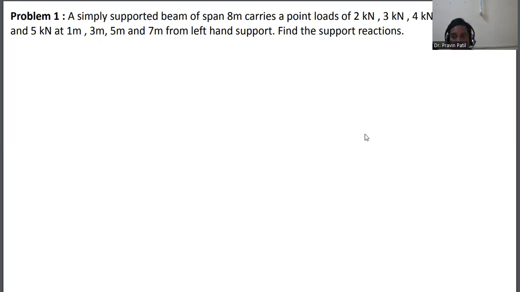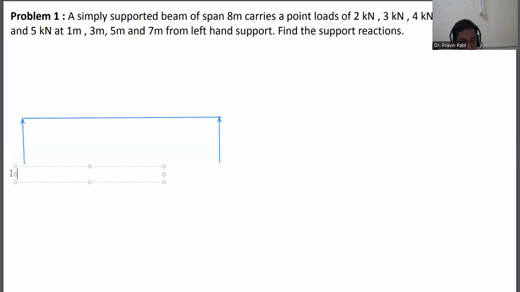So first of all, draw a beam. It is simply supported. It is supported at A and B. So this will be the beam. A is the left hand support and B is the right hand support. The left hand support reaction we call RA, and the right hand support reaction we call RB. There are some point loads acting on that beam.